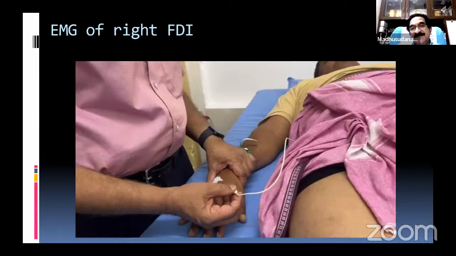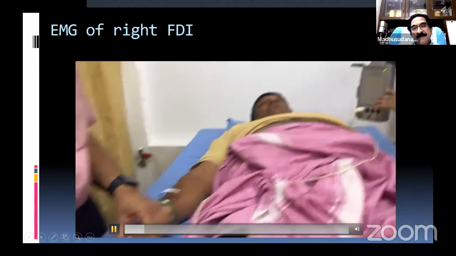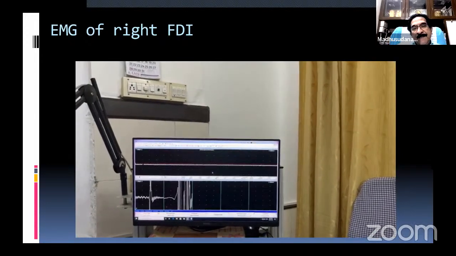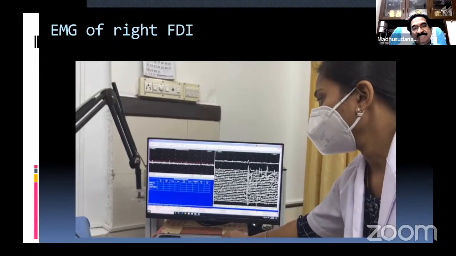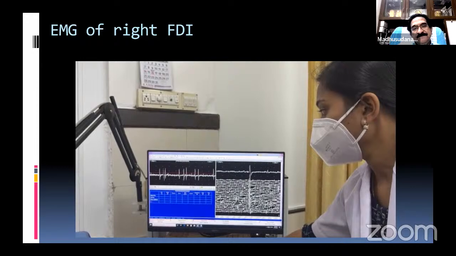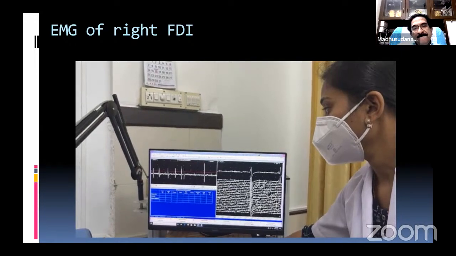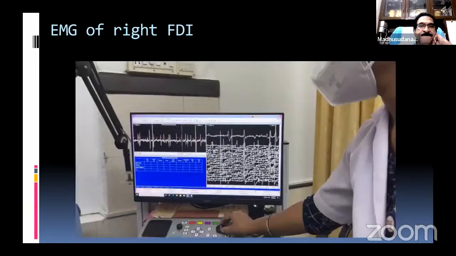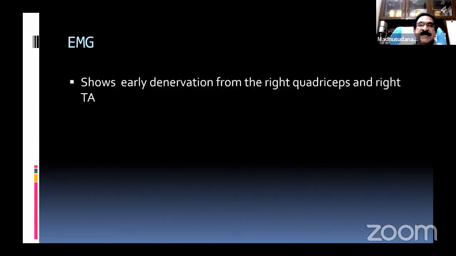Then to find out motor neuron disease, you have to show involvement of more than one segment. So I did the upper limb to find out any PSW. No spontaneous activity. Normal potential. So it shows early denervation in the right quadriceps and right tibialis anterior. Left quadriceps and left TA were normal.